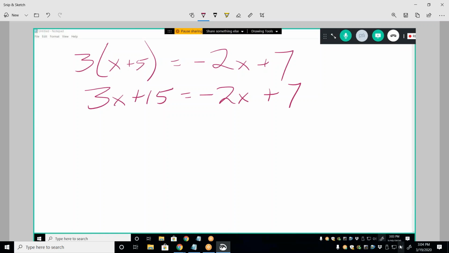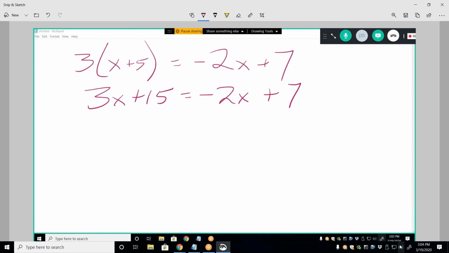Okay. And now you have variables and numbers on both sides of the equal sign. So what do you want to do next? You want to gather like terms, right? Yeah. Okay, and you have to decide which side you're going to put your x's on and which side you're going to put your numbers on. So where are we going to put our x's? Let's decide that first.